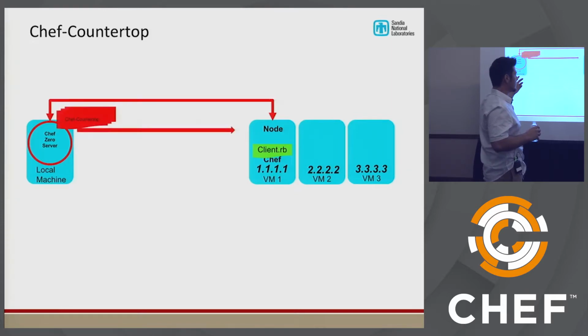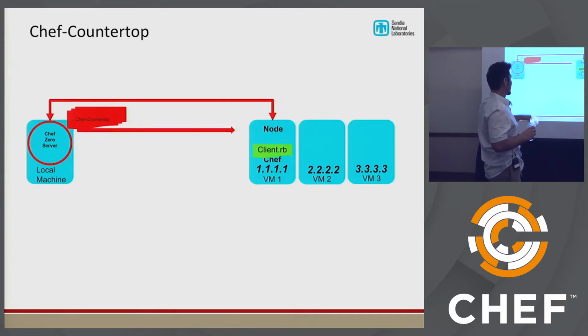And it tries to do a convergence, so it pulls over and caches Chef countertop.